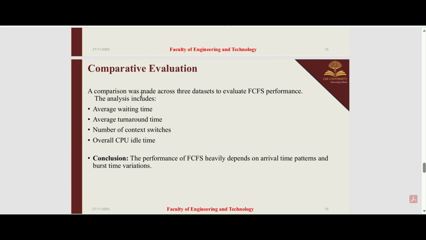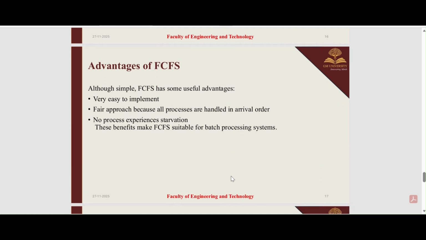Comparative evaluation. A comparison was made across the three datasets to evaluate FCFS performance. The analysis includes average waiting time, turnaround time, the number of context switches, and overall CPU idle time. Conclusion. The performance of FCFS heavily depends on the arrival time patterns and the burst time variations.